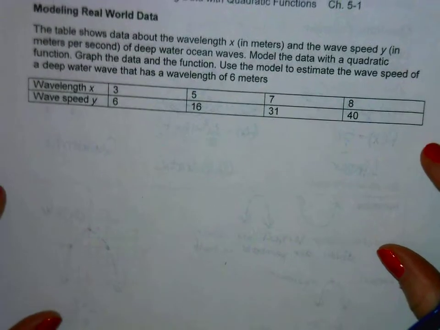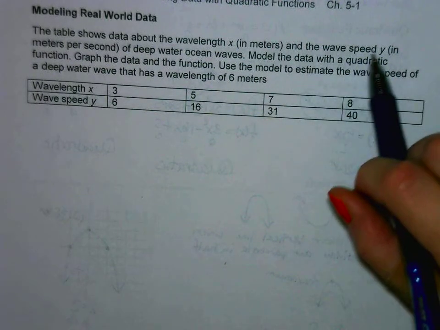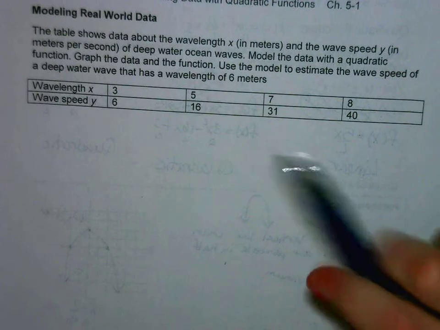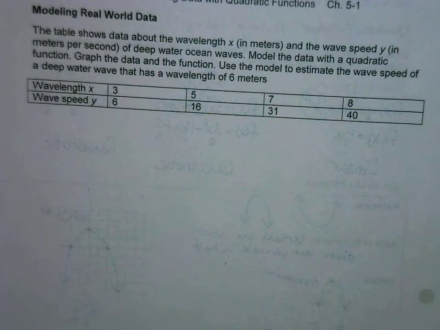So let's look. The table shows data about the wavelength x in meters and the wave speed y in meters per second of deep water ocean waves. Model the data with a quadratic function. So first let's model this function.